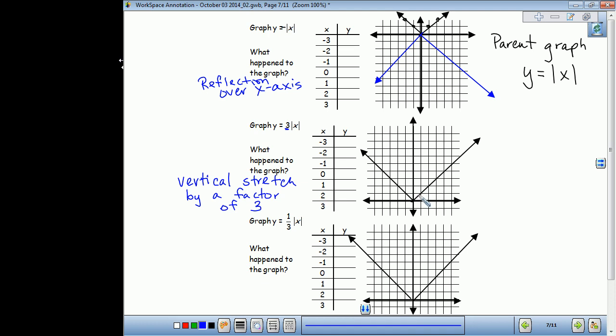Okay, so (0, 0). If I multiply 0 by 3, it's really not going anywhere. This is (1, 1). If I multiply that y by 3, it goes to (1, 3). This is (2, 2). If I multiply the y by 3, it goes to (2, 6). This goes to (3, 9). And the same thing happens on the other side.